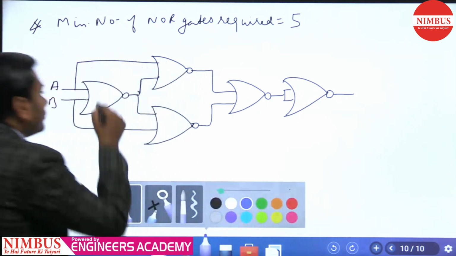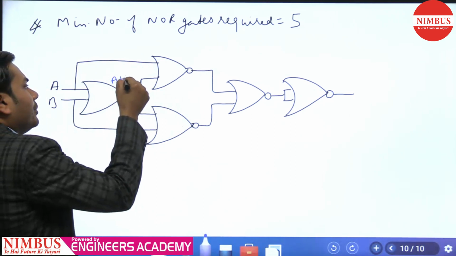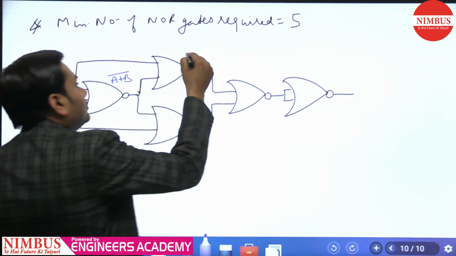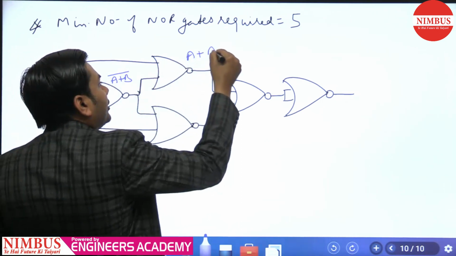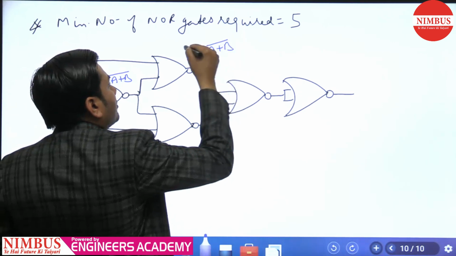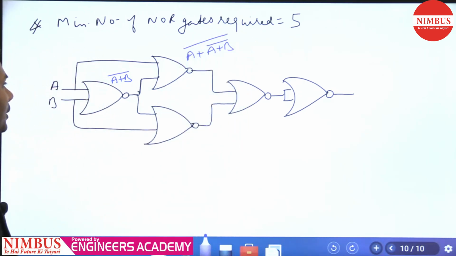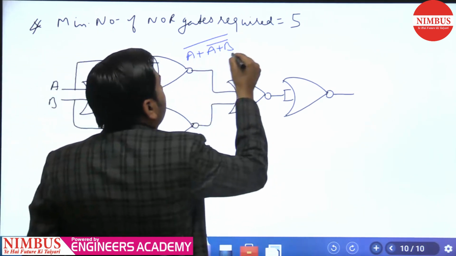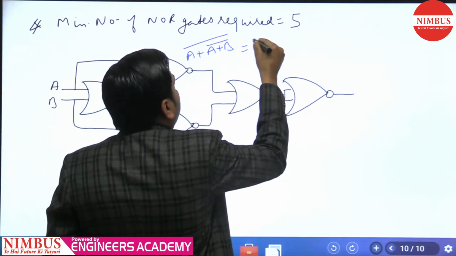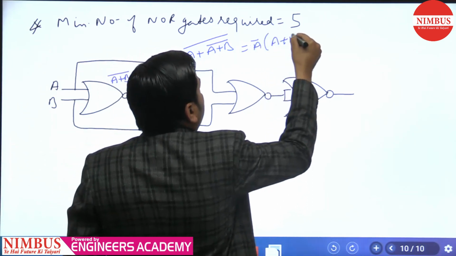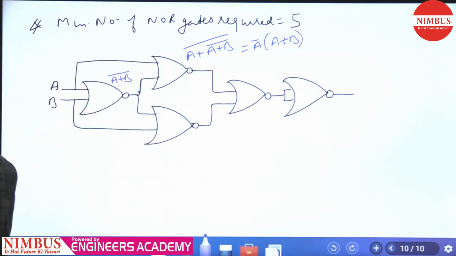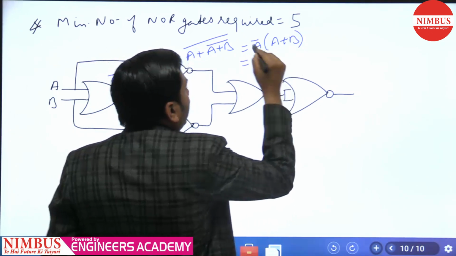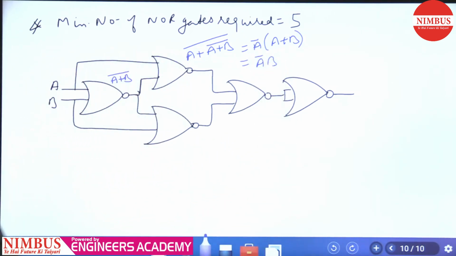On the board, that is your A plus B bar. For this one we are having A plus B bar whole bar. After the simplification, applying De Morgan's theorem, we are getting A bar dot A plus B, and with further simplification we are getting A bar B at this point.